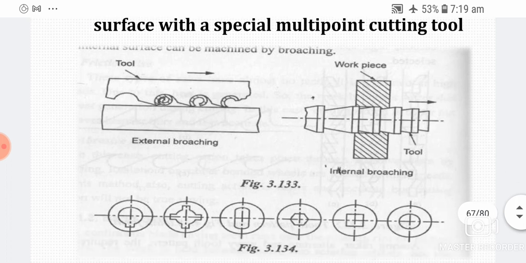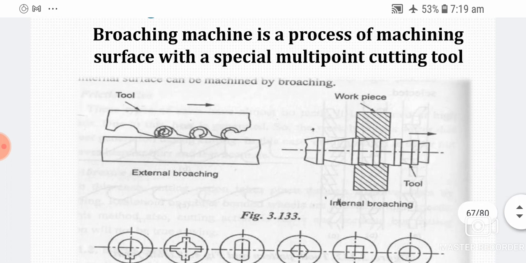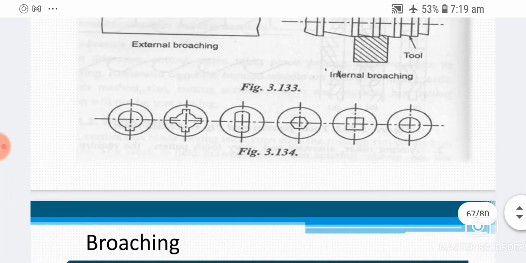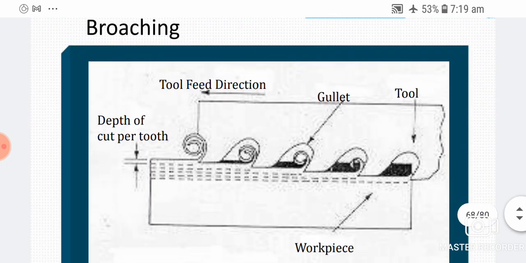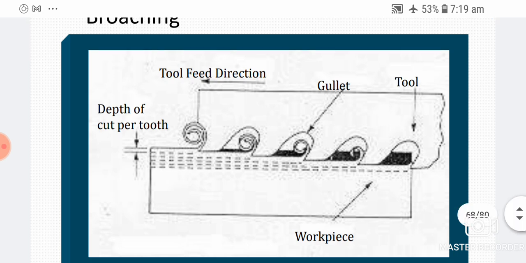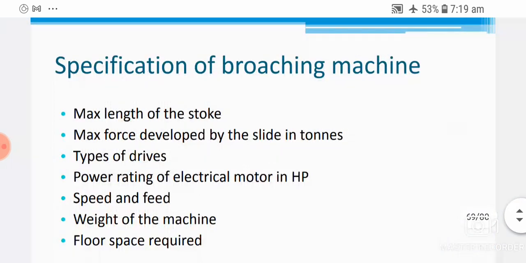External broaching, internal broaching. External broaching is performed on the external side of the workpiece, and internal broaching inside the workpiece. Another one, broaching. Tool feed direction. This is the depth of cut per tooth. Gullet, tooth, workpiece.